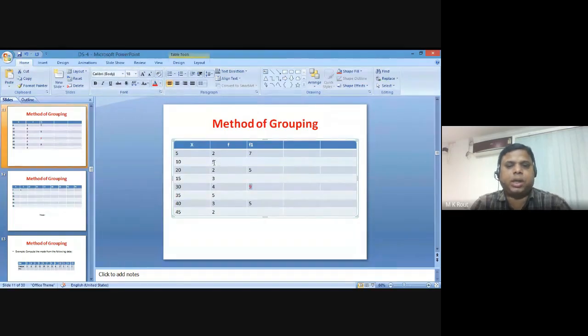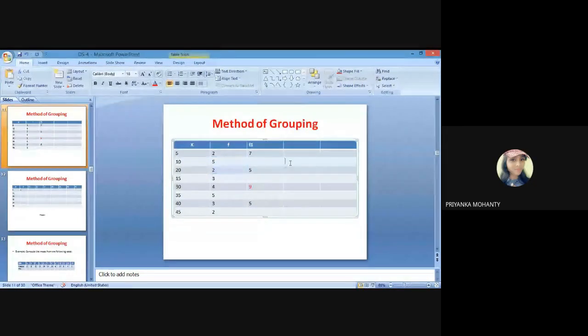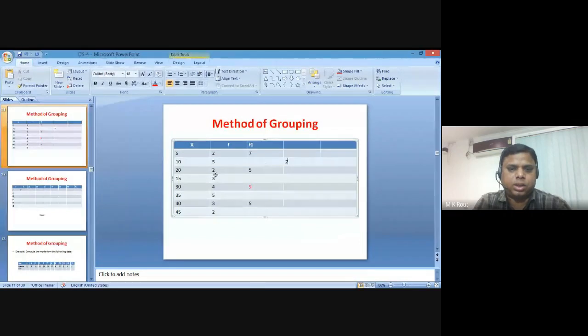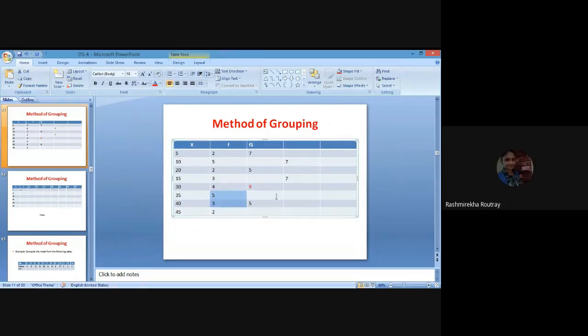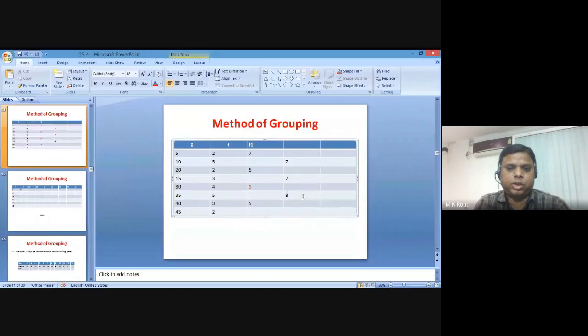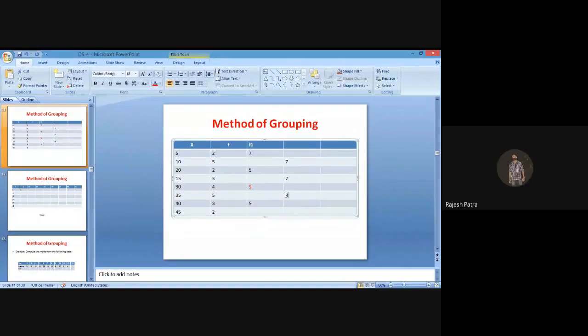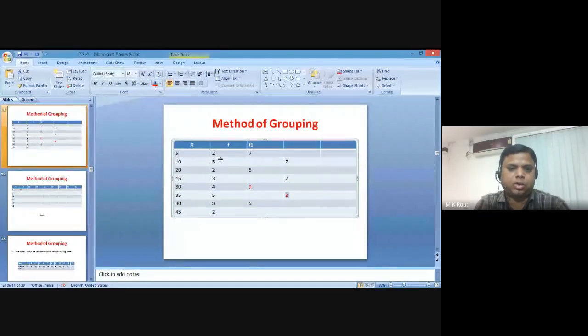Then the next grouping is done by leaving the first row and doing the second one. That is 5 plus 2, 7. Then 3 plus 4, that is 7. Then 5 plus 3, that is 8. Which one is the highest frequency in this column? 8. And leave those which are not under the group, like the first row and second row.